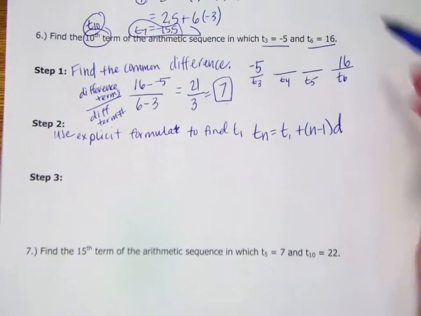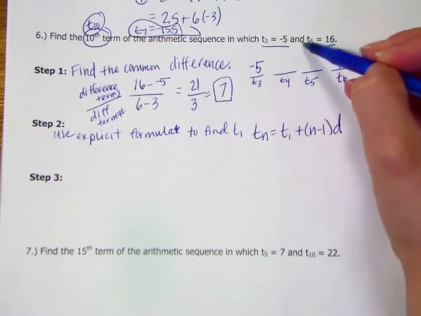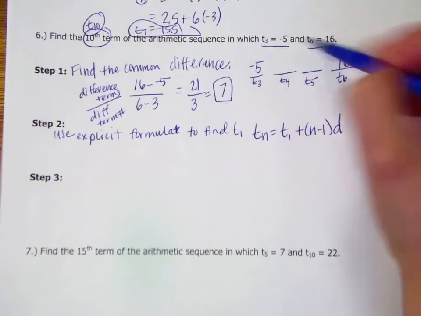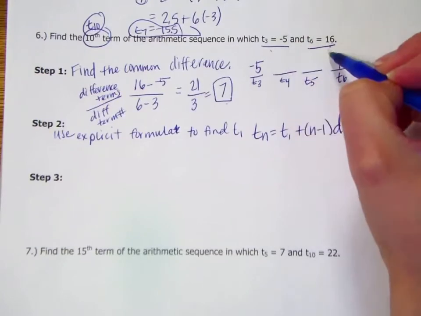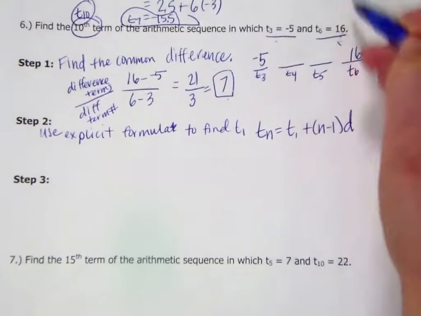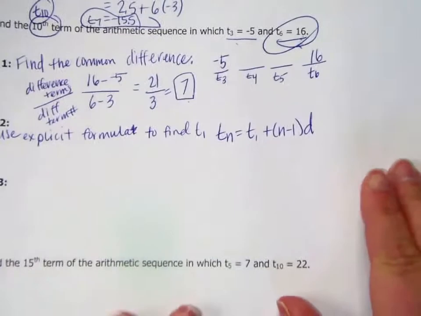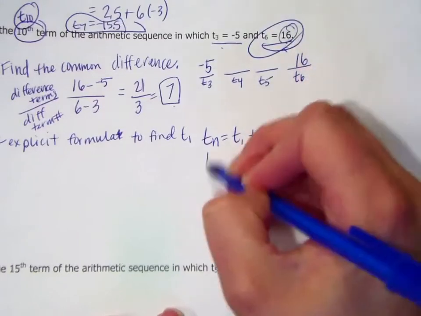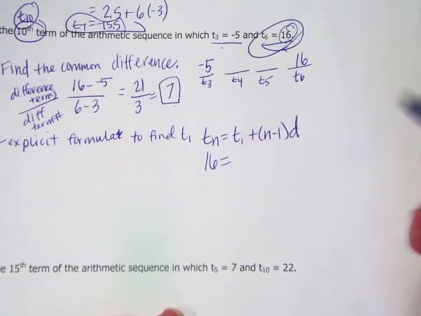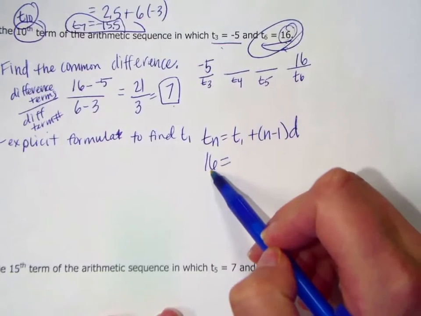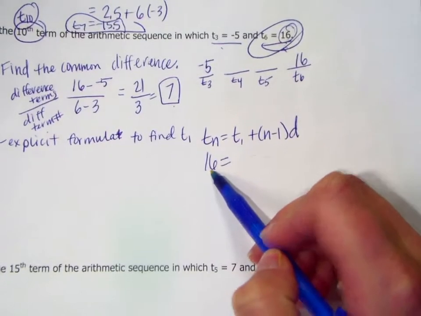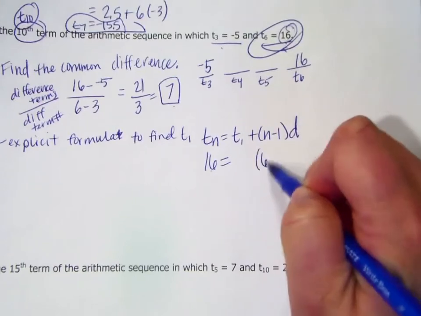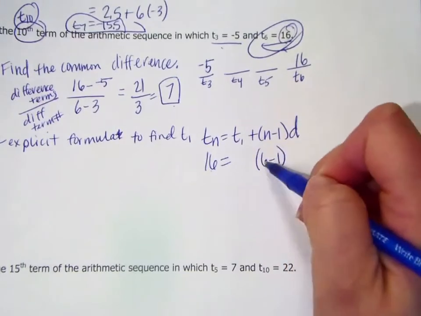All right. At this point, we need to pick one of these terms that we were given. It does not matter which one. So would you rather use the 3rd term is -5 or the 6th term is 16? 16. All right. So what we're going to do is say 16 is a term. And what term number is 16? So that 6 is your value of n.